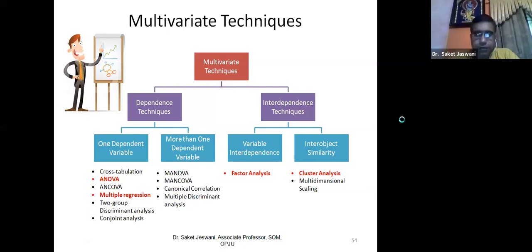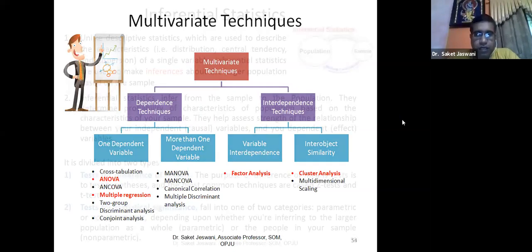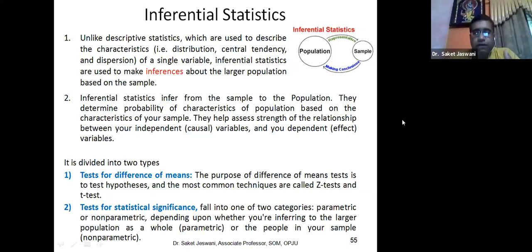Okay. Actually, inferential techniques are used when we need to draw inferences, the conclusion. We have drawn a certain sample from the population, and we need to represent the whole population with the sample: what the sample has said, the whole population will say. It means we are drawing inferences and conclusions out of the population. So we call it inferential statistics. Two types: test for difference of means and test for statistical significance.